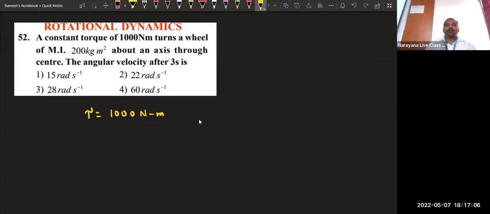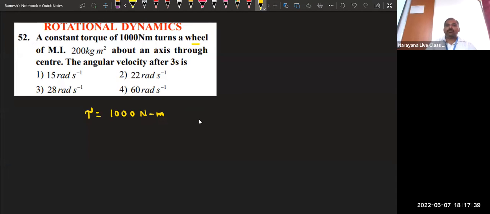A constant torque of 1000 newton meters acting on the wheel. To rotate the wheel, in your childhood, the potter wheel is there, na? We take it as big. To rotate the potter wheel, you have to apply an external torque. Say yes or no? Like this, you have to apply constant torque only, na? Have you seen a potter wheel? In the countryside, still in our India, they use potter wheels. With the hands, we have to apply the external constant torque. Correct or not?